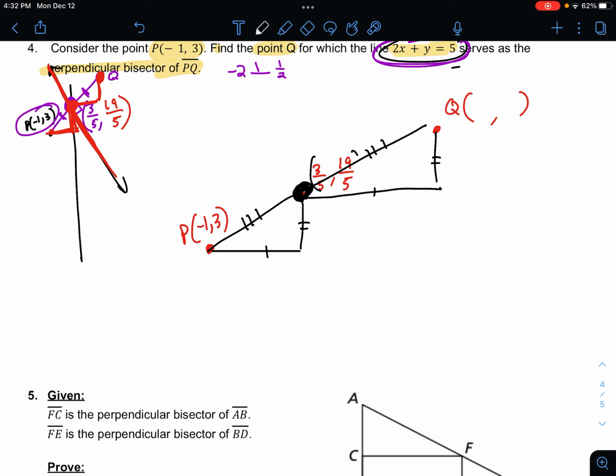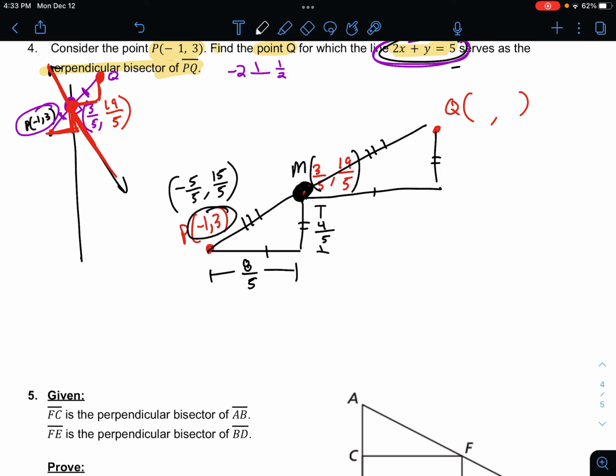Okay, this coordinate, the midpoint here, is in terms of fifths. So I'm going to convert P into fifths, so negative 5 over 5, comma 15 over 5, so that it's easy to see my change in x. So to go from negative 5/5 to 3/5, I would need to add 8/5. So this change is 8/5 in the x direction. The change in y is from 15/5 to 19/5, so the change is 4/5 in the y direction. And so I'm going to repeat that from M to Q.